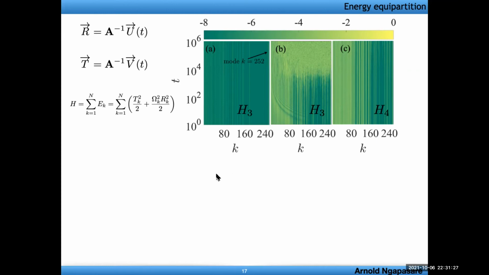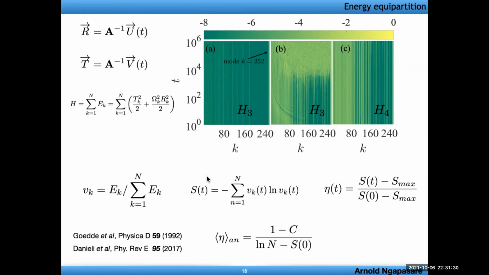Now let us go back to some quantitatives of this entropy, and here we use the normalized spectral entropy, which is defined in such a way that it takes values between 0 and 1. Whenever we have a value of 1, it means that since we are exciting a single mode, we have a single mode, that is, we have not yet reached equipartition. When you go to 0, it simply means that all modes are now sharing the initial energy.